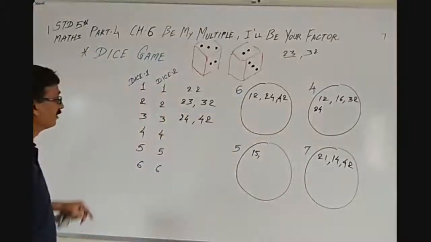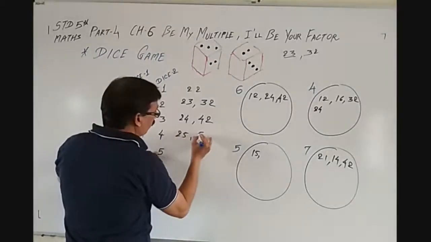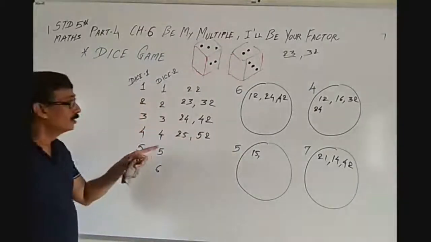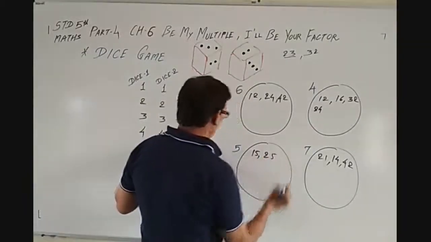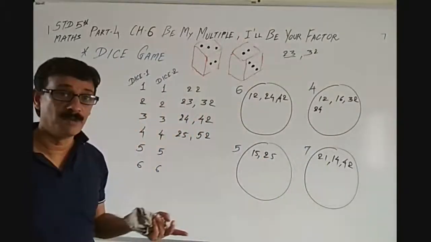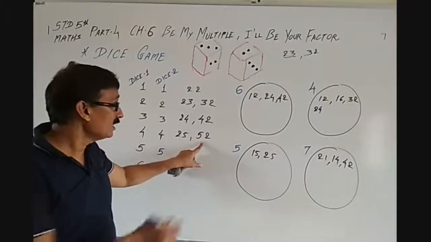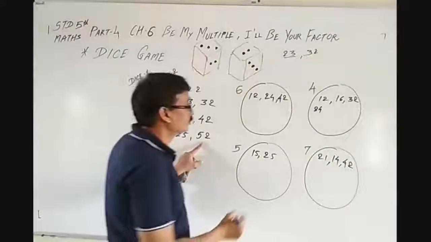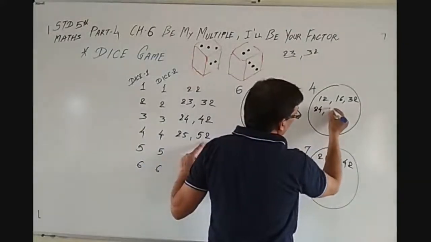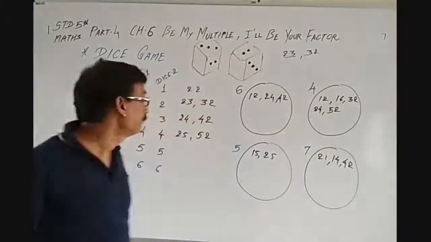Now let's go further. 2 and 5. 25 and 52. 25 is a multiple of 5. But 52 is not a multiple of any. This 52 is a multiple of 4 also, isn't it? So let me write 52. Okay.